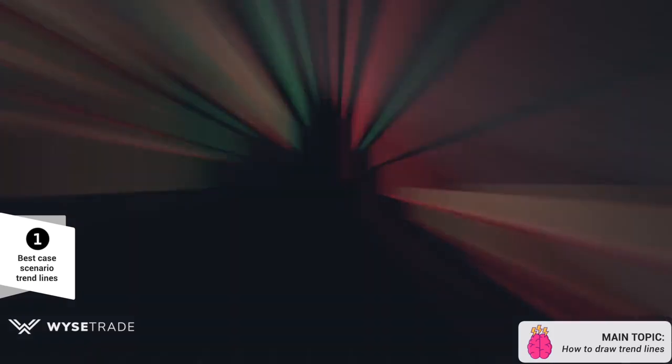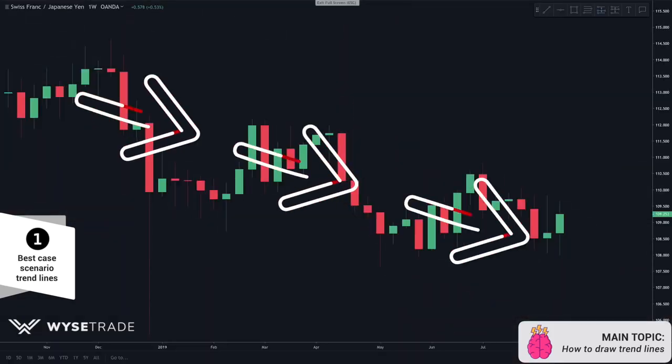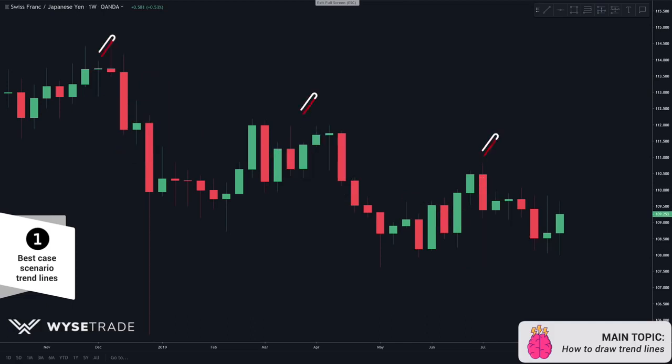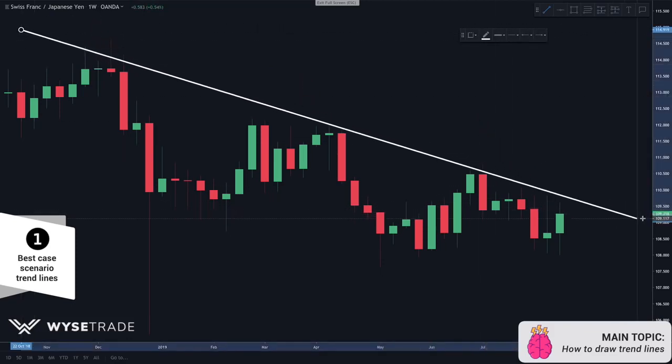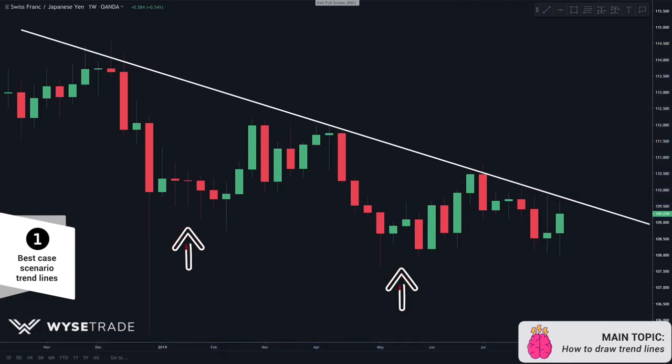So next, here's your moving downtrend. And again, we connect the swing highs along the top and the swing lows along the bottom.